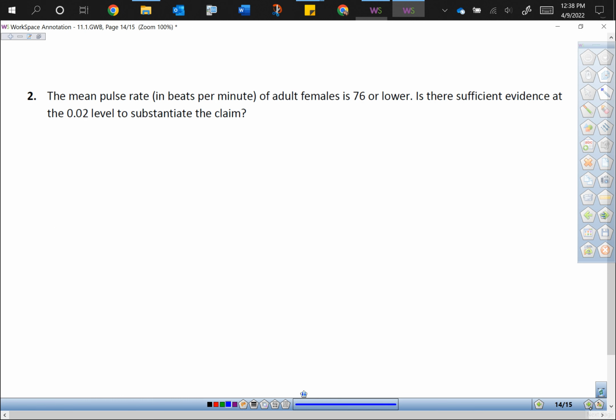On number 2, it says the mean pulse rate in beats per minute of adult females is 76 or lower. Is there sufficient evidence at the 0.02 level to substantiate this claim? So here, the population parameter that they're talking about is mean. We're going to start with our null hypothesis. H sub 0 is, and then we look at our population parameter, so mu, and remember the null hypothesis is always equal to, but what did they say that it is? The mean pulse rate of adult females is 76 or lower.